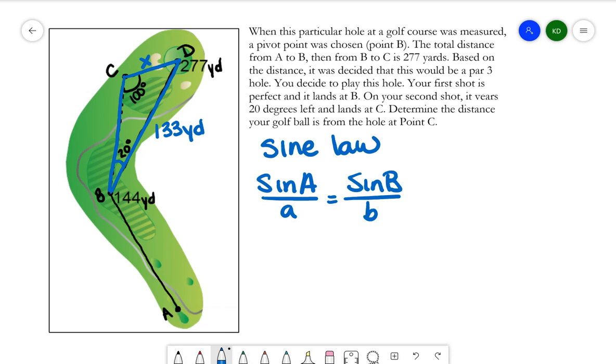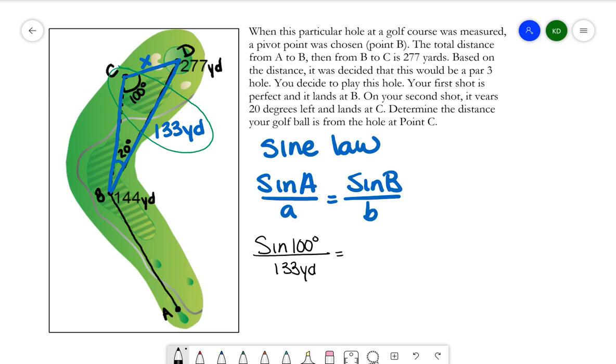When I look for an angle and its corresponding side, what I immediately see is 100 degrees and 133. This is going to be an angle with its corresponding side. So let's input that for sine A over A. We'll have sine of 100 degrees divided by 133 yards. What this will be equal to is sine B over B.